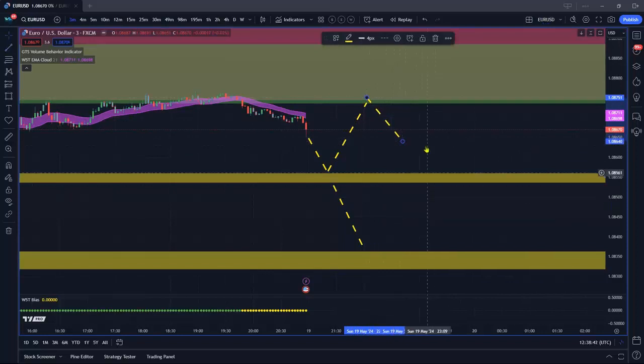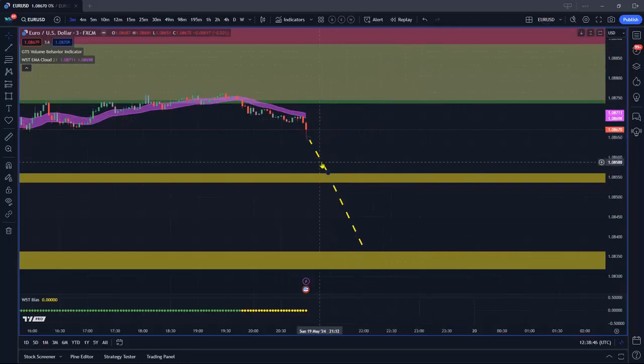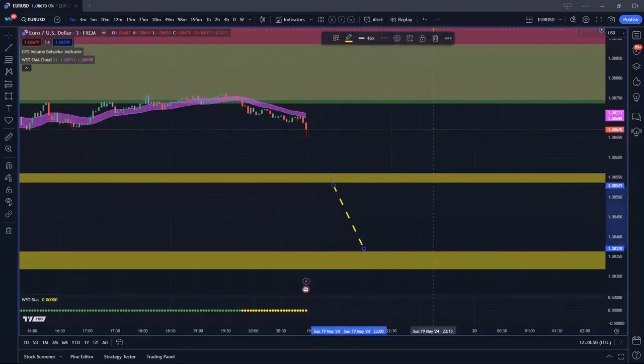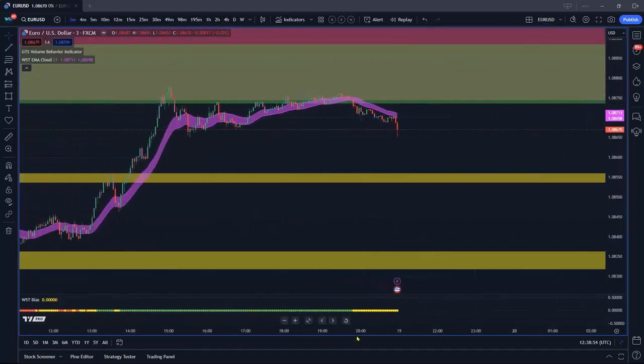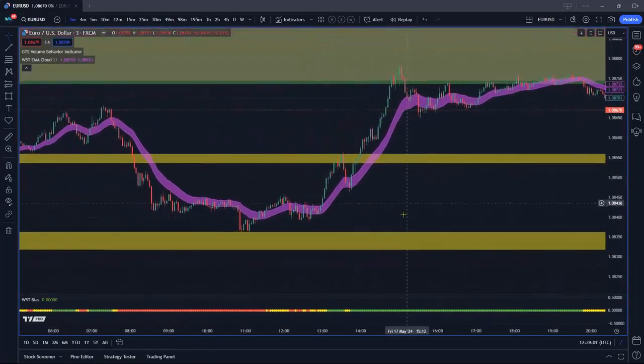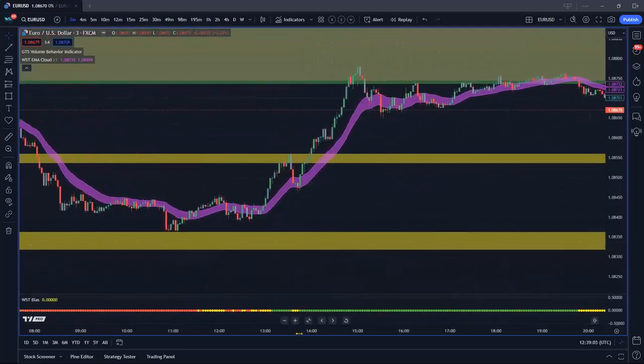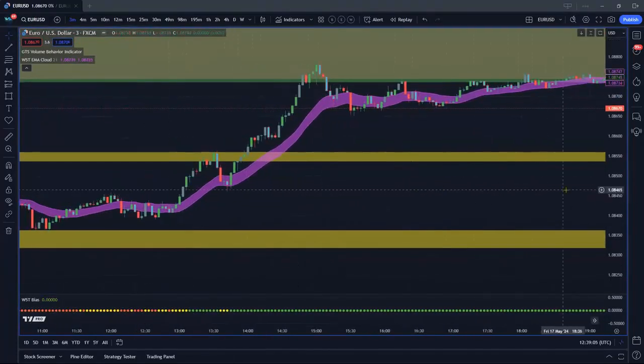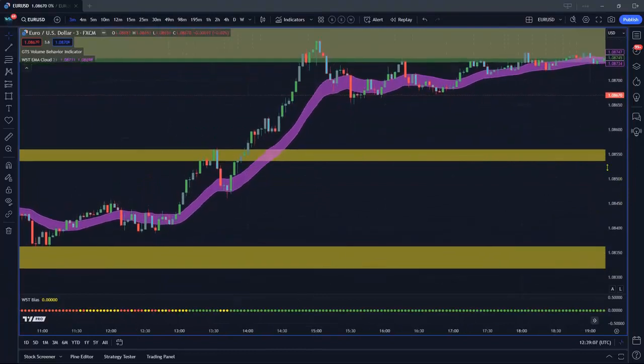So by setting up our charts in a way and adding these free tools, okay, the bias, the volume behavior, and the EMA Cloud, it gives us a good opportunity to understand. So let's go through a scenario from Friday, which was really good actually.